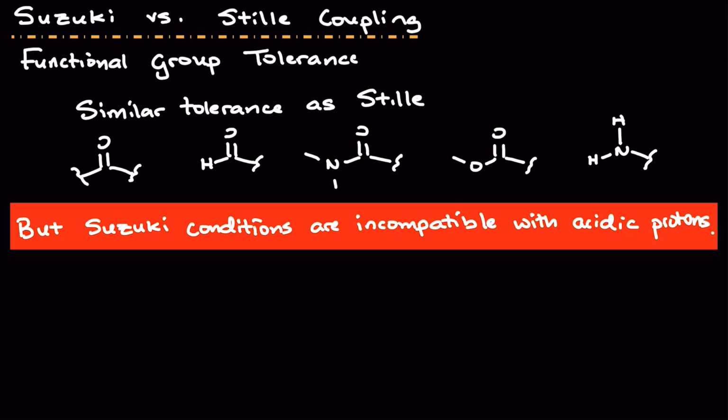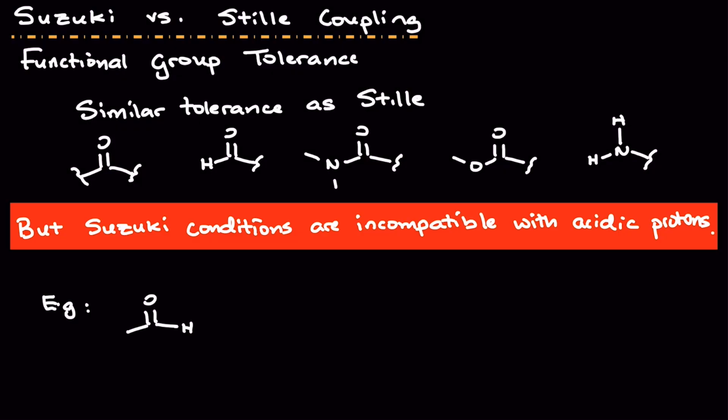Remember that your Suzuki requires the use of a strong base. So sodium methoxide is what we use as an example, but it can be sodium hydroxide. All the other alkoxides could be used. And that creates a problem, especially when we're dealing with acidic protons in our reagents, in our reactants, right? And so traditional Suzuki coupling conditions are incompatible with acidic protons.